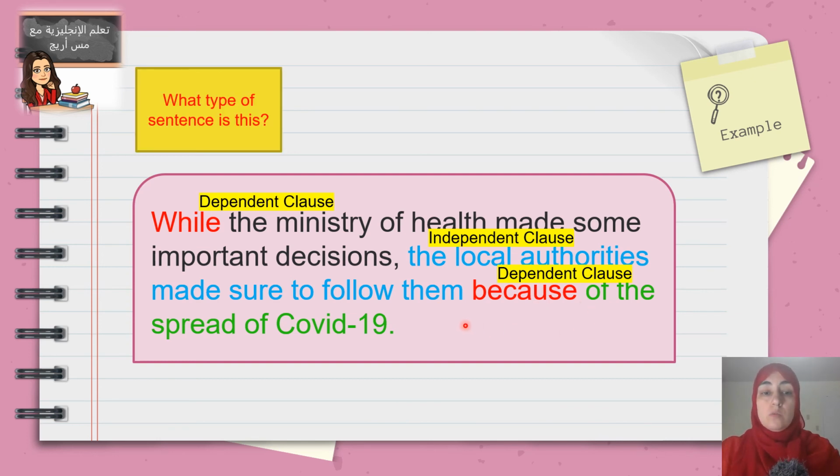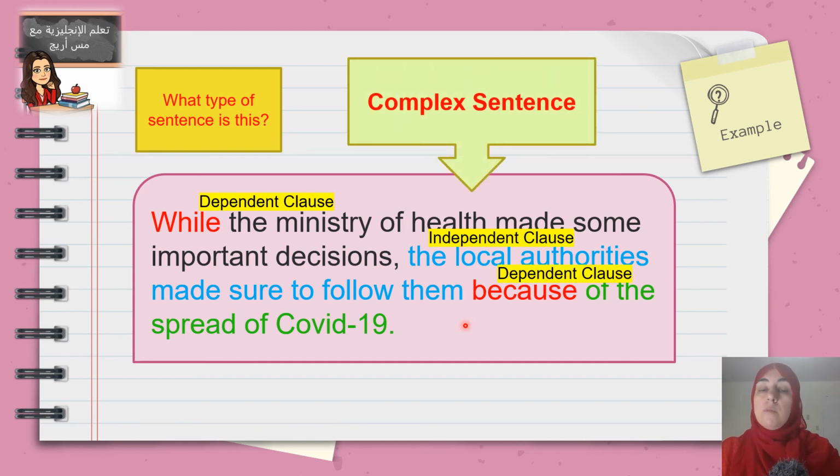So the question is, what type of sentence is this? It's a complex sentence. I know it looks long. You might think it's a compound complex sentence, but because it has two dependent clauses and only one independent clause, it's a complex sentence.